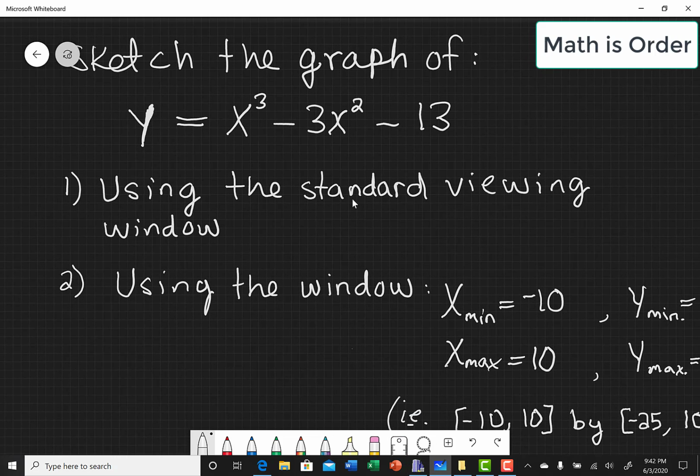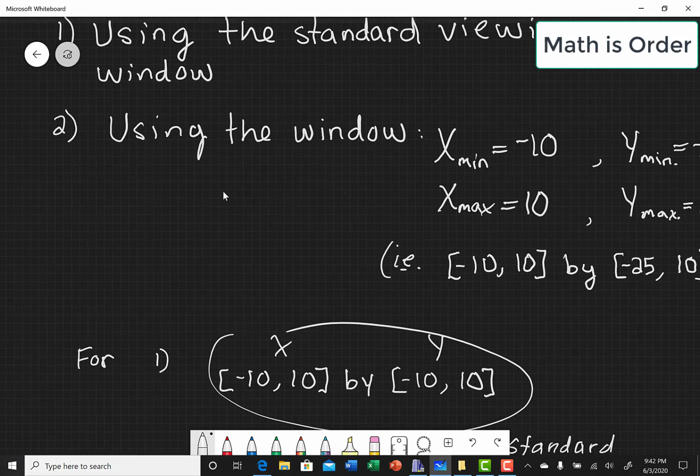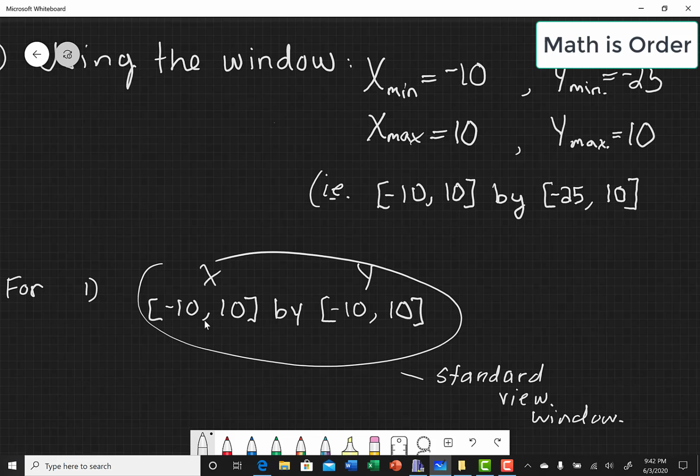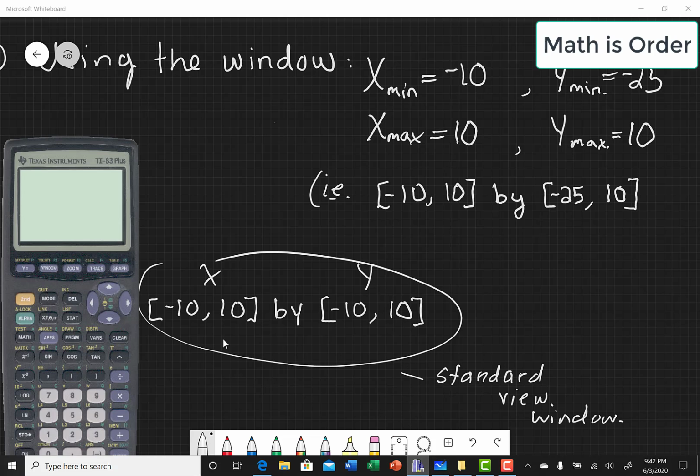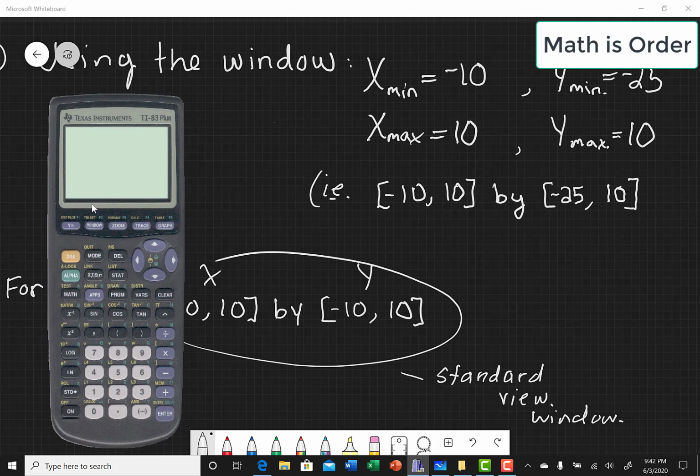So first of all, what do they mean by standard viewing window? The standard viewing window on your calculator is this window. X min is -10, X max is 10, Y min is -10, and Y max is 10. Let's see that on the calculator. So to see that on the calculator, we just click on window, right? See X min, -10, X max 10.